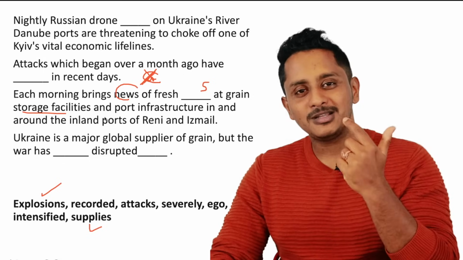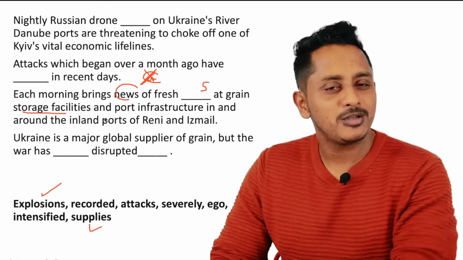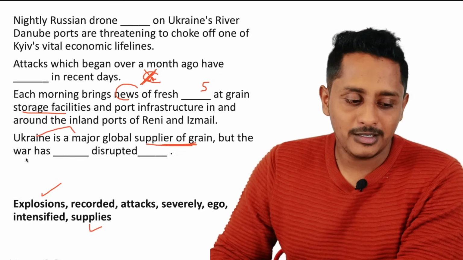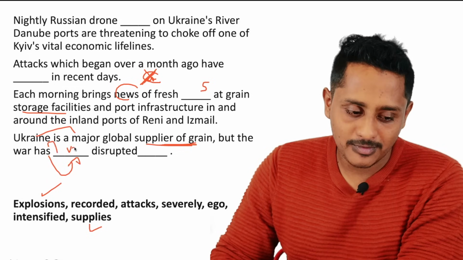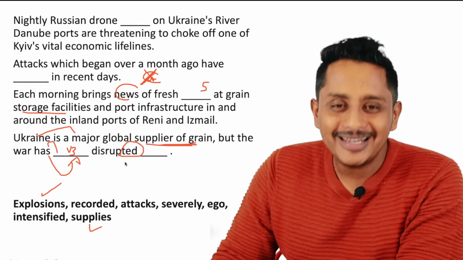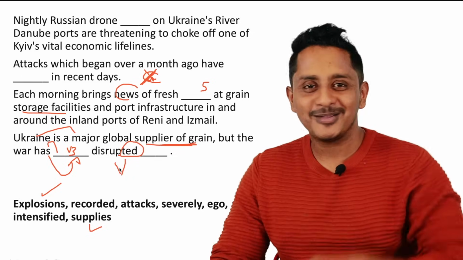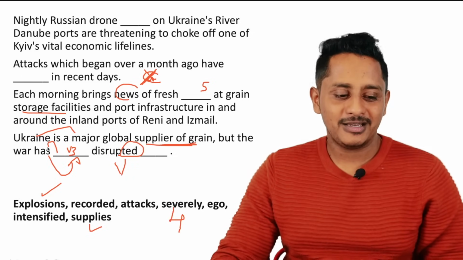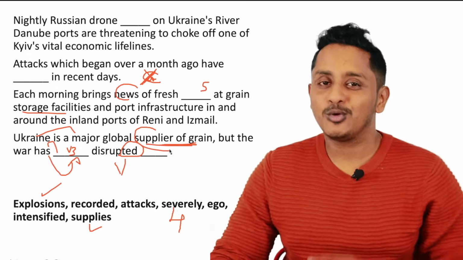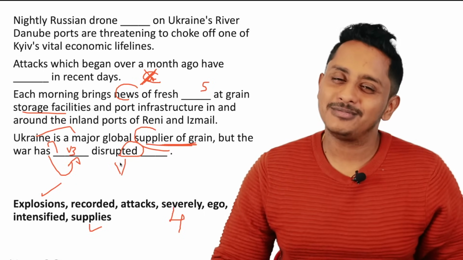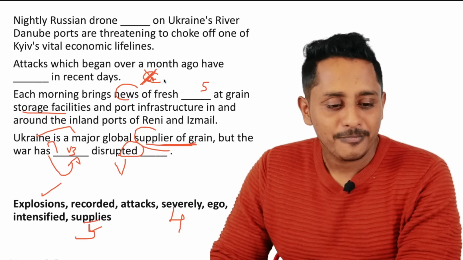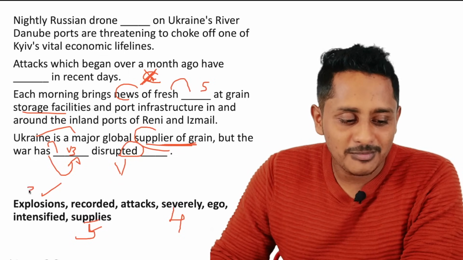But you get news of fresh supply or you get news of attacks. Hold on if you're getting confused. Ukraine is a major global supplier of grain, but the war has... after "has", verb 3. The war has, verb 3 is already there, "disrupted". Before a verb, an adverb has to come, an adverb ending in "ly": severely. The war has severely disrupted what? It's a global supplier of grain. But the war has severely disrupted the supplies. The supplies become the fifth one. Meaning, fresh explosion is going to be the third one.